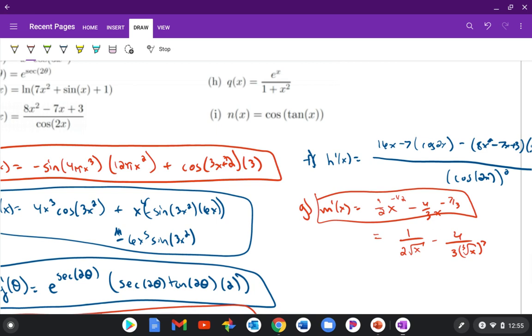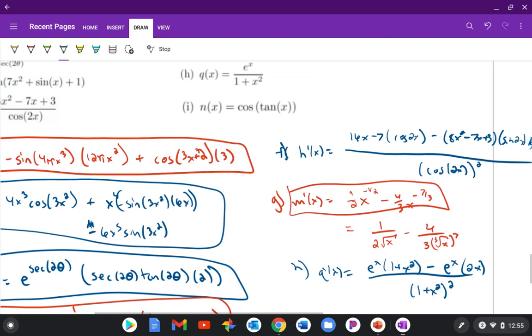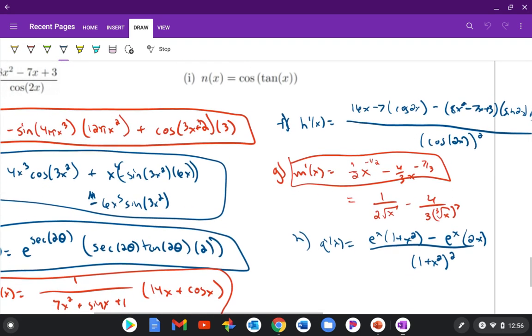For H, that is going to require a quotient rule. Q prime of x: the derivative of the top, e to the x, is just e to the x, times the bottom, 1 plus x squared, minus the original top, e to the x, times the derivative of the bottom, which is just 2x, all over the bottom squared. Leave it there. And last but not least, I.